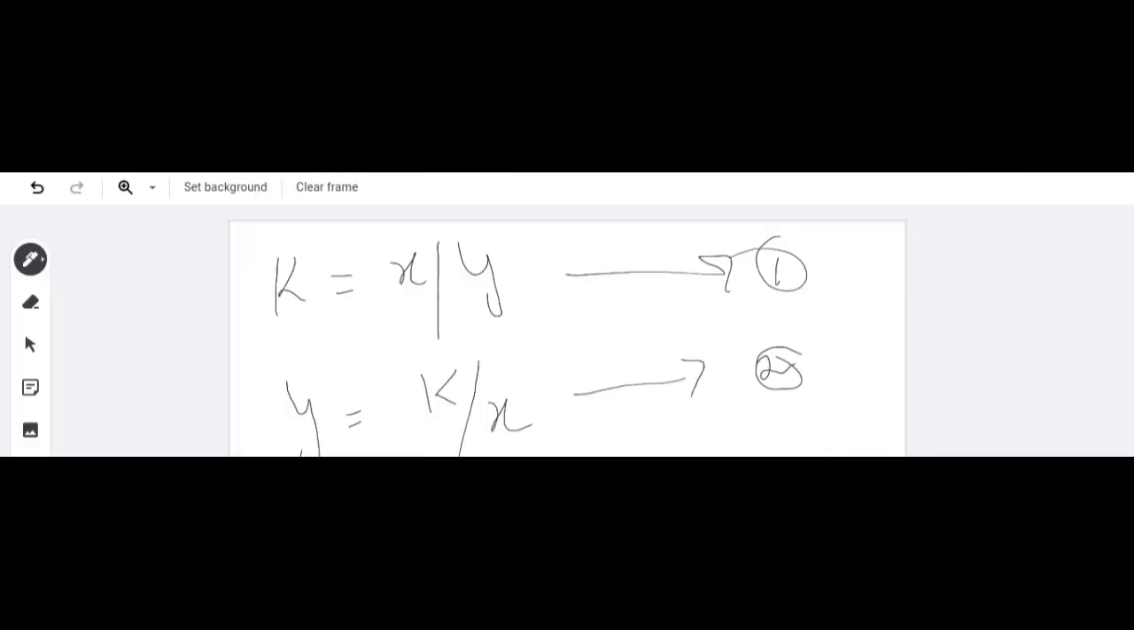So what is the formula? There is a formula that k is equal to xy. This is the formula, k is equal to xy. You can change this from one side to another side. You can find even the value of x, you can even find the value of y. But in the given table, we have to find the values of x or y.